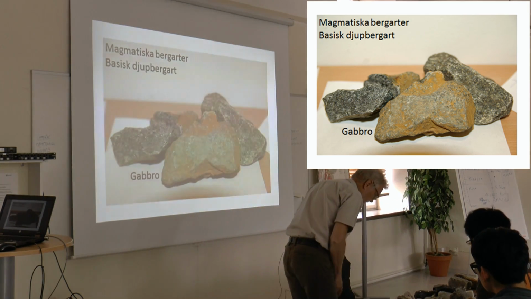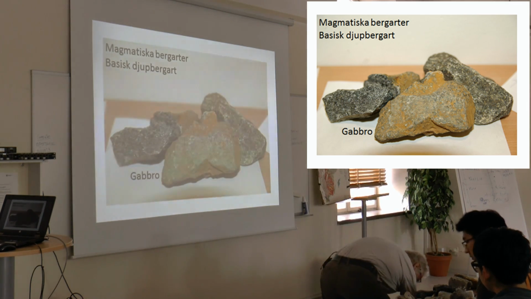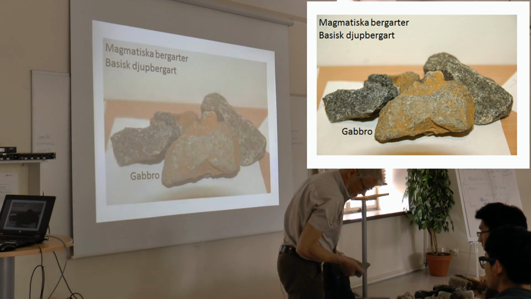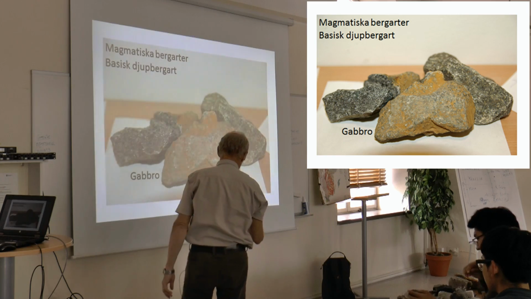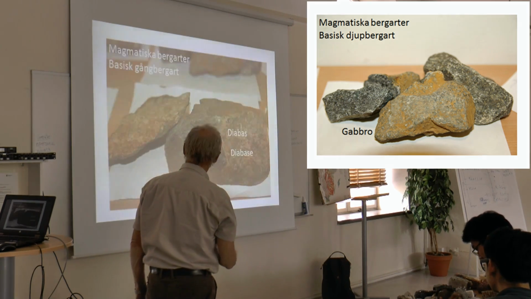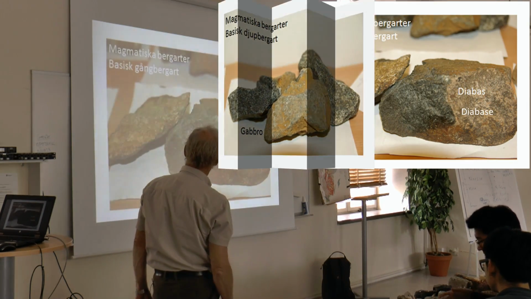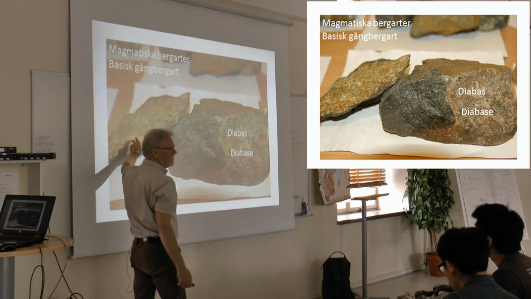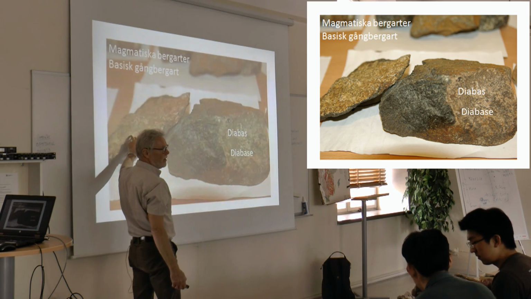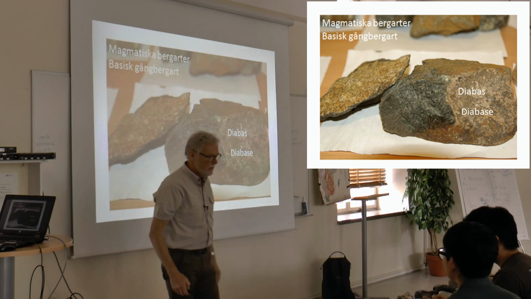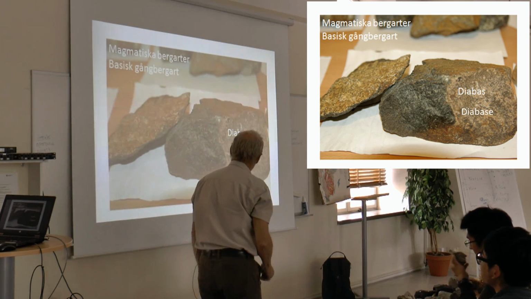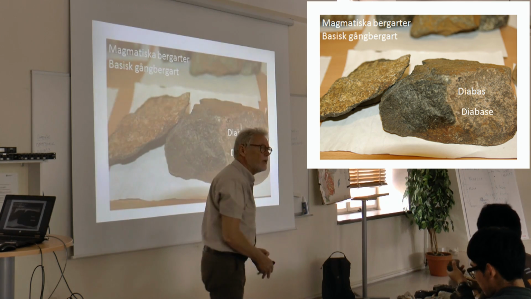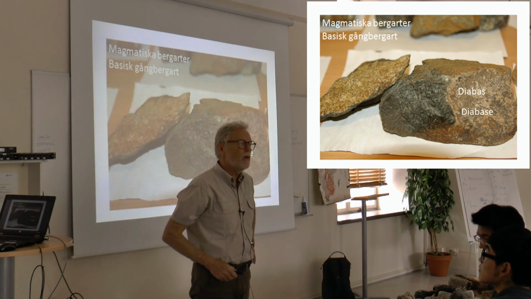I don't think I have this one. Yes, here. This is the gabbro, which is coming down. And then we have diabase. It's the same. It will be some iron hydroxide on the surface. And this diabase is very, very famous. Have you heard about rock wool?